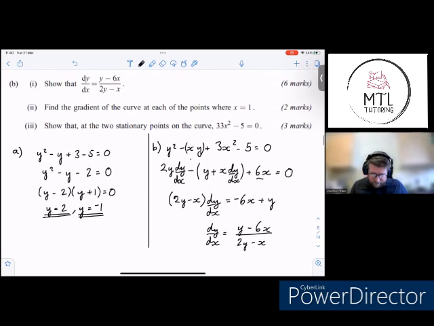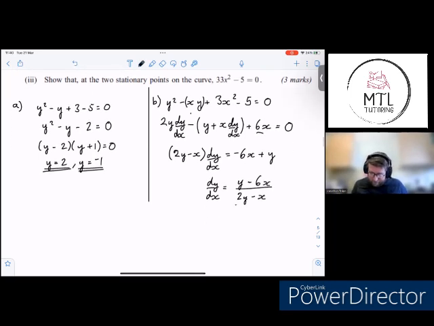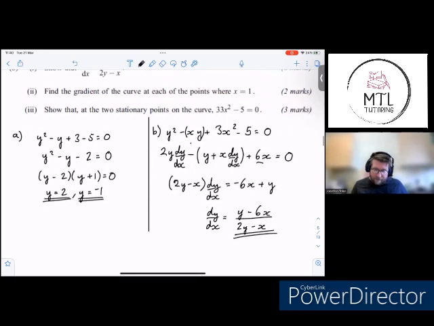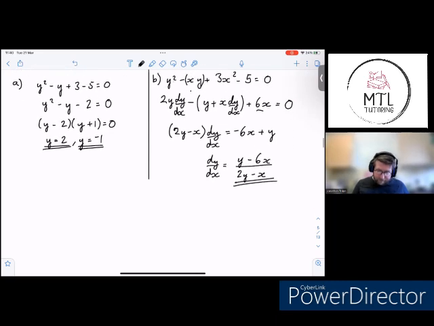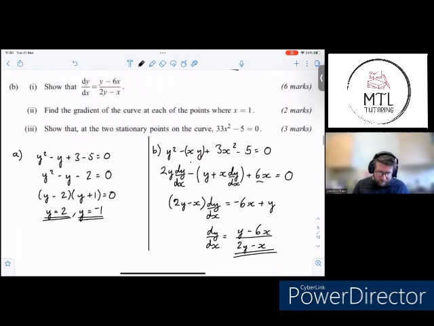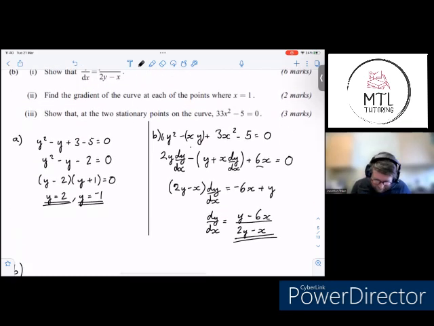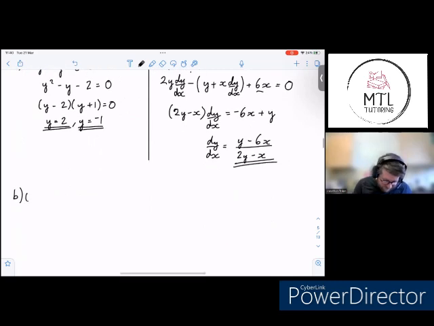Did they give us the answer? Yeah, y minus 6x over 2y minus x. So that is as required. That's nice. We know we've done that correctly. Find the gradient of the curve at each of the points where x equals 1. Now, we are now going back to part A. There are actually 2 points on the curve where x equals 1. Sorry, what are we doing? That was part B, i.